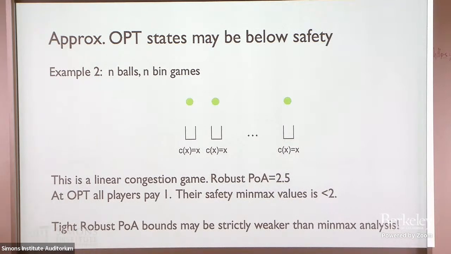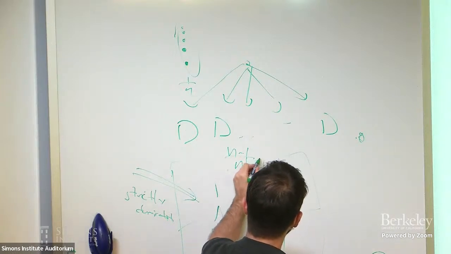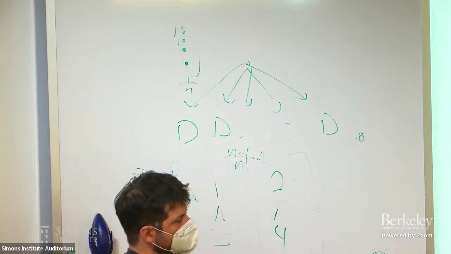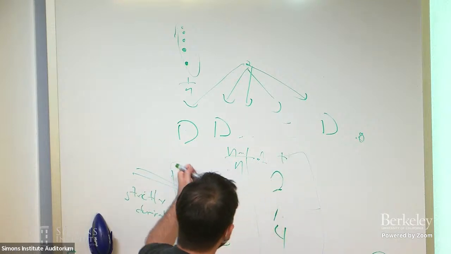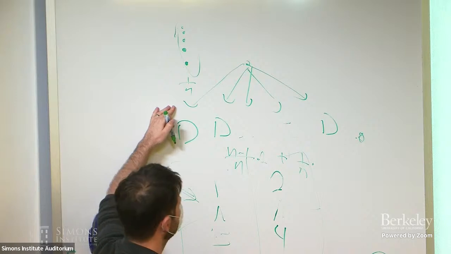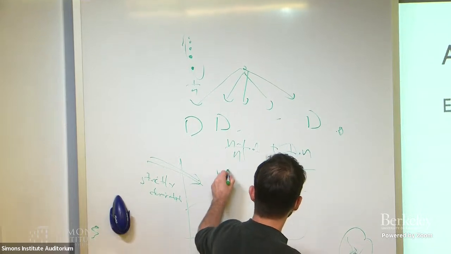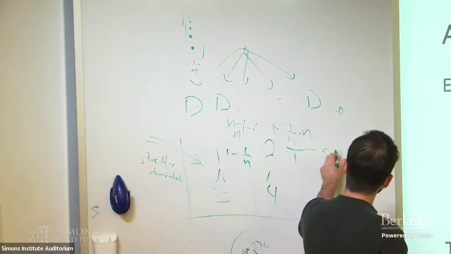So I'm the one guy trying to play defensively and unpredictably, 1/n. Even if all of the other players use the first machine, what's my cost? With probability (n-1)/n, I'm just by myself, so I pay a cost of 1. And with probability 1/n, everybody is on the same bin with me, so I have the maximum cost of n. That's 1 times 1 minus 1/n, plus n times 1/n, so this is 2 minus 1/n.